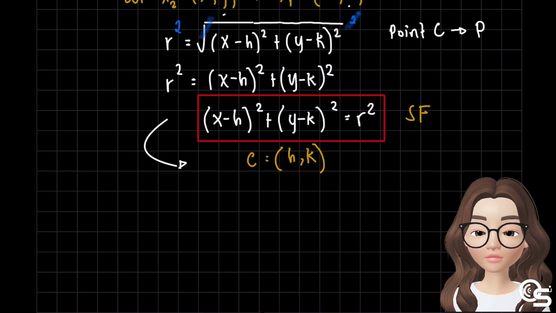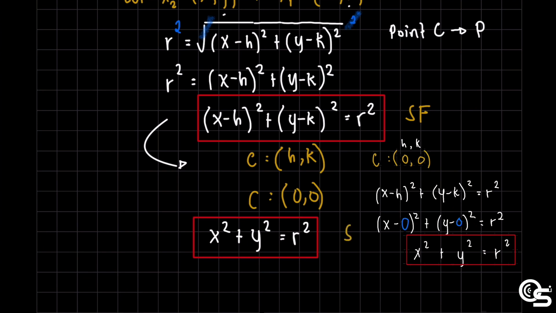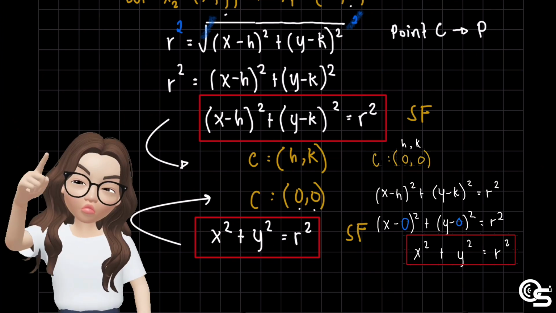The question is, what if the center (h, k) is at the origin? So instead of having (h, k), we will now have (0, 0). Then the equation will be x squared plus y squared is equal to r squared, where r is the radius. So you may be asking, what happened to h and k? Since our center is at the origin, h and k will be written as 0. So if we simplify that, we can just write the standard form as x squared plus y squared is equal to r squared.